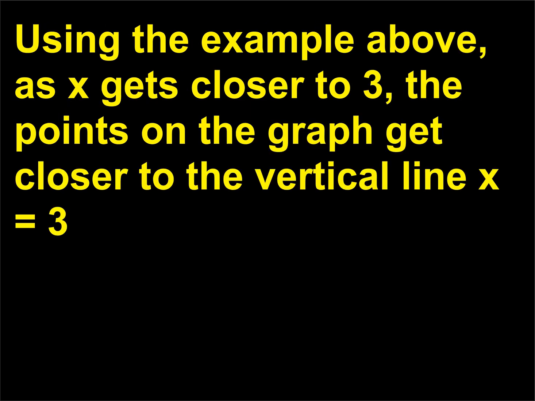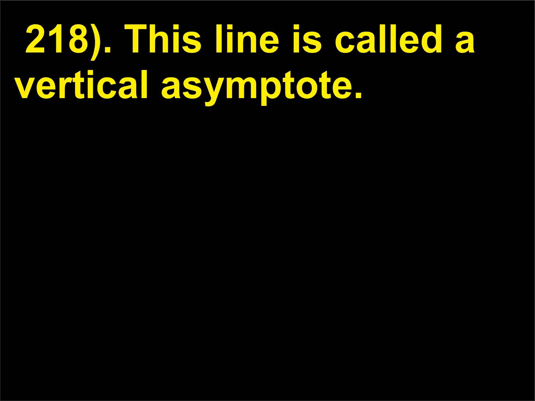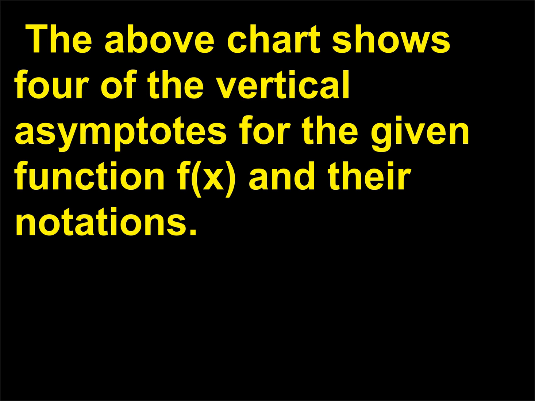Using the example above, as x gets closer to 3, the points on the graph get closer to the vertical line x equals 3, seen as a dashed line on the graph on p. 218. This line is called a vertical asymptote. The above chart shows 4 of the vertical asymptotes for the given function f(x), and their notations.